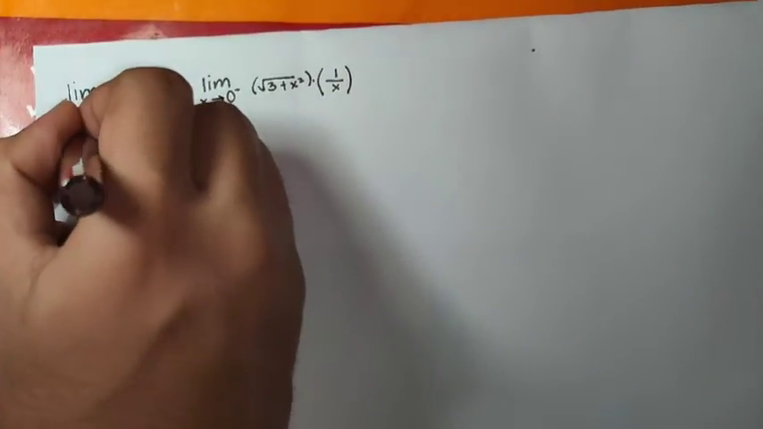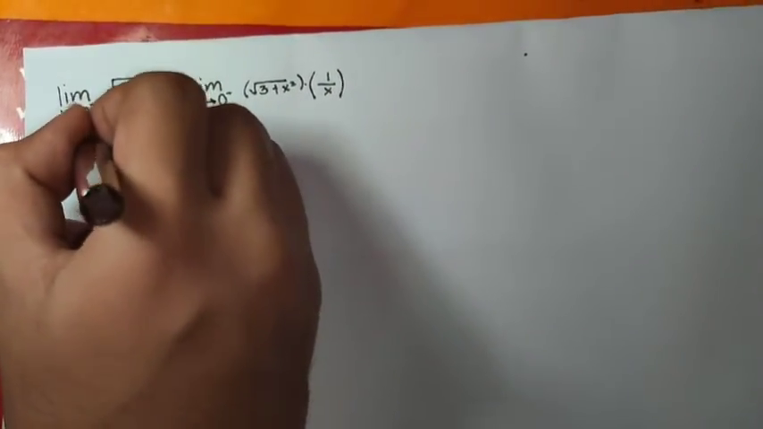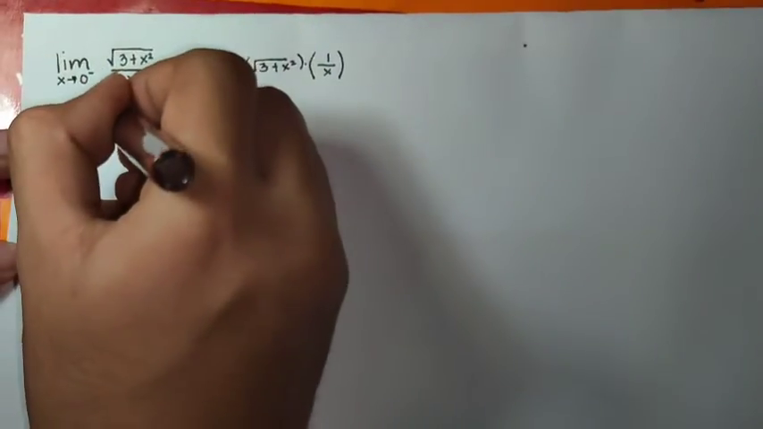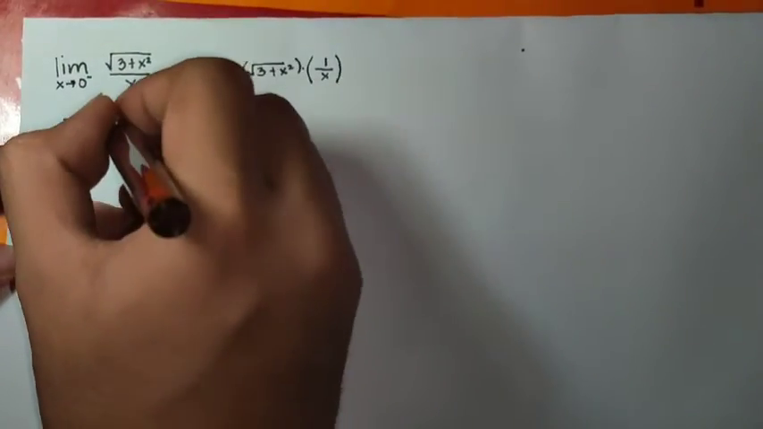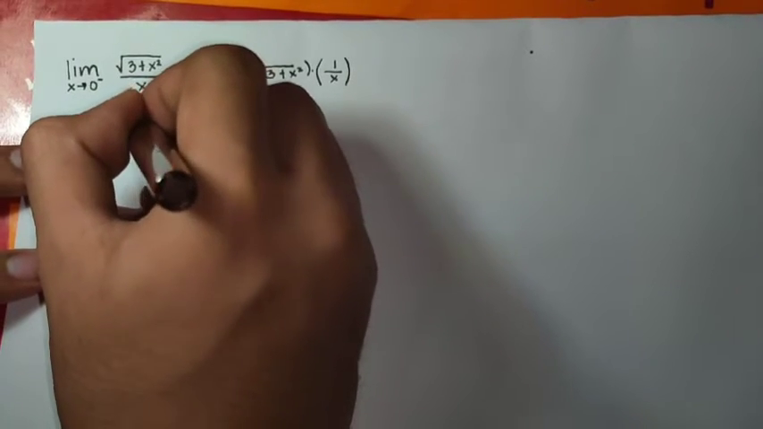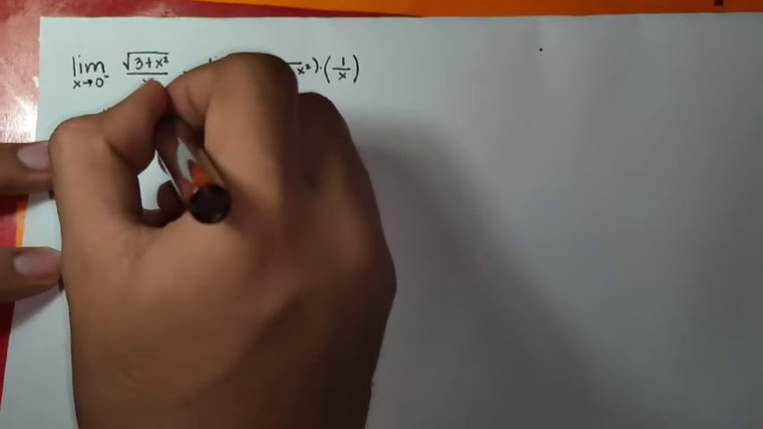And then, this would result in a new form: the limit of the quantity of square root of 3 plus x squared as x approaches 0 from the left, multiplied by the limit of 1 over x as x approaches 0 from the left.